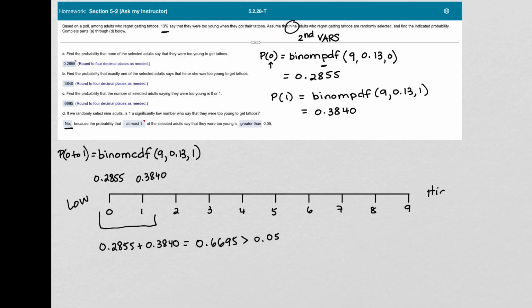If we were looking at something being significantly high, we'd be looking at the opposite end of the number line. So if we wanted to know if 7 was a significantly high number of successes, I would be looking from 7 to 9. And we could calculate that in a similar fashion. So that's how you approach those problems.